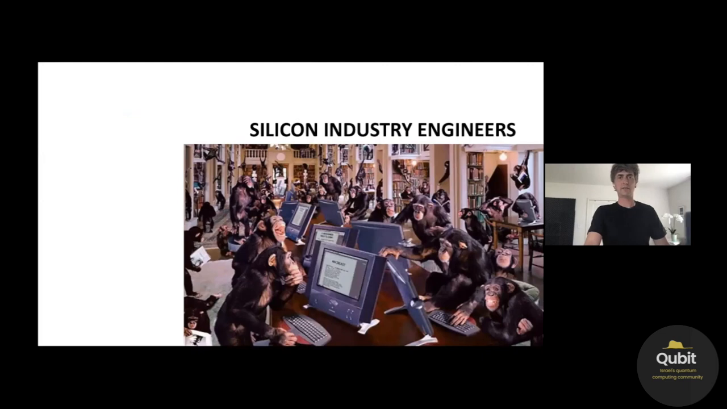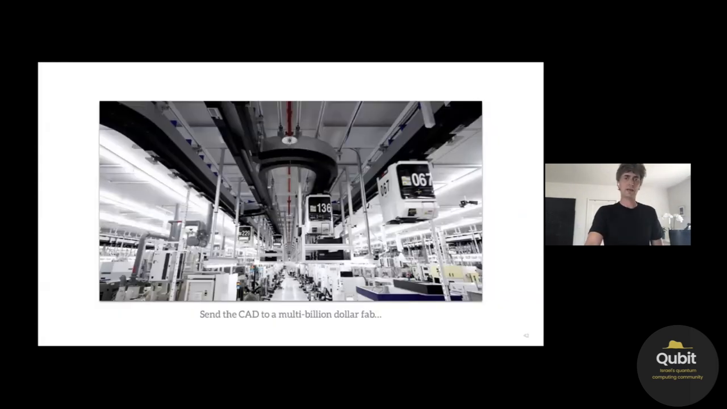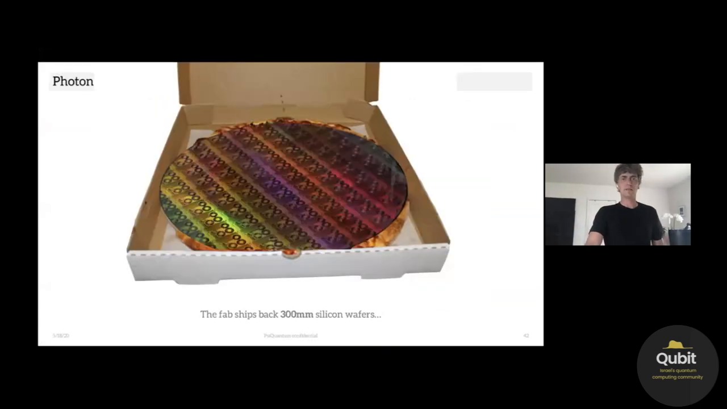We hired silicon industry engineers, but they sit there, they basically produce a CAD drawing. We email a CAD drawing to a fab. The fab plays around laying down all sorts of stuff for a few months, and sends us back basically in a pizza box. It's almost identically sized to a pizza.